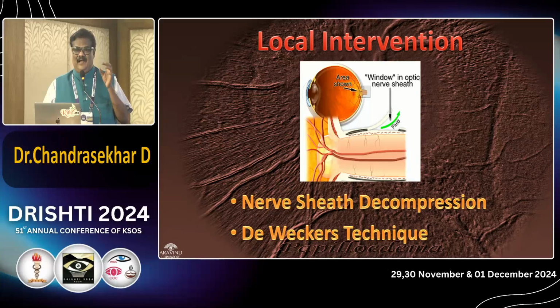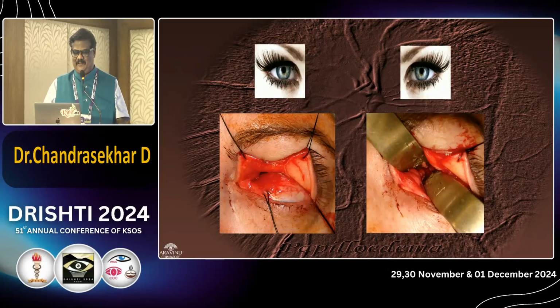Ultimately, when we make an incision on the nerve sheath, the fluid comes out and releases the papillary edema. On the table, we can see some vascular changes occurring. Our role is, when it is affecting the vision, we need to intervene. That is where this transconjunctival approach to optic nerve sheath decompression comes in.